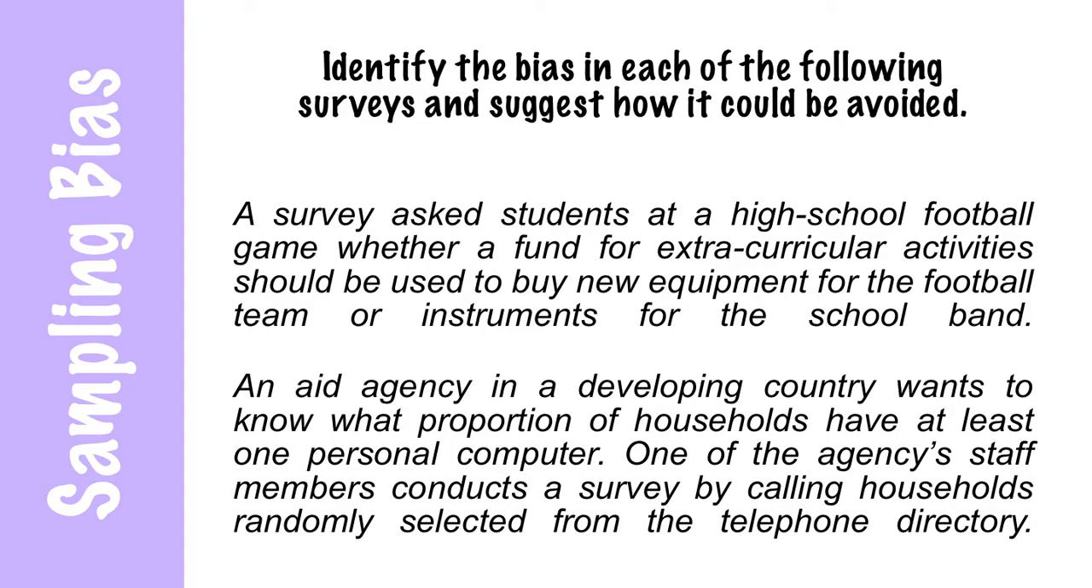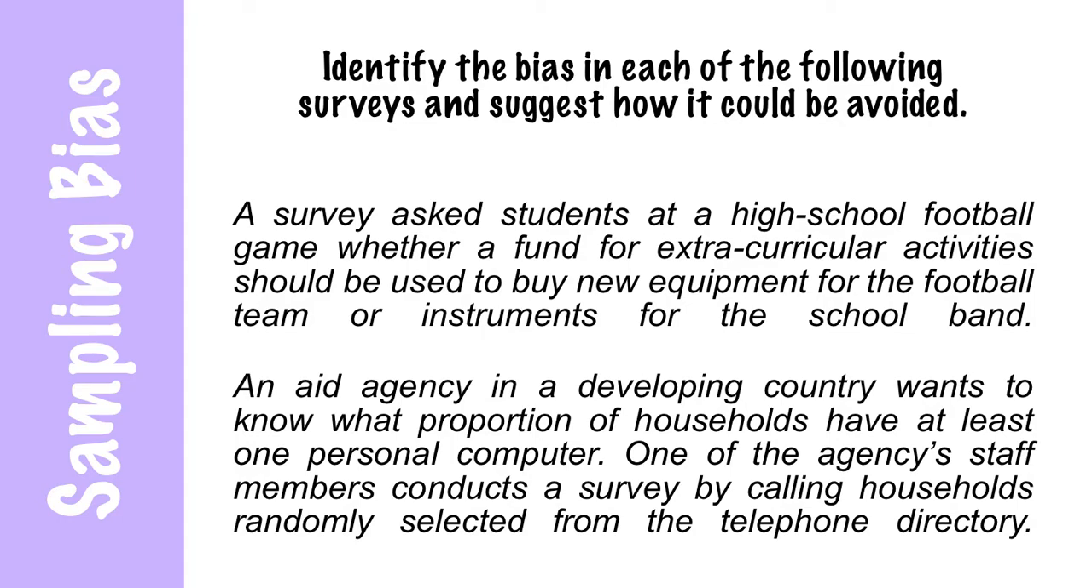So, an example. Identify the bias in each of the following surveys and suggest how it could be avoided. A survey asked students at a high school football game whether a fund for extracurricular activities should be used to buy new equipment for the football team or instruments for the school band. So the problem here is that the sample only includes football fans, so it's not representative of the entire student body.